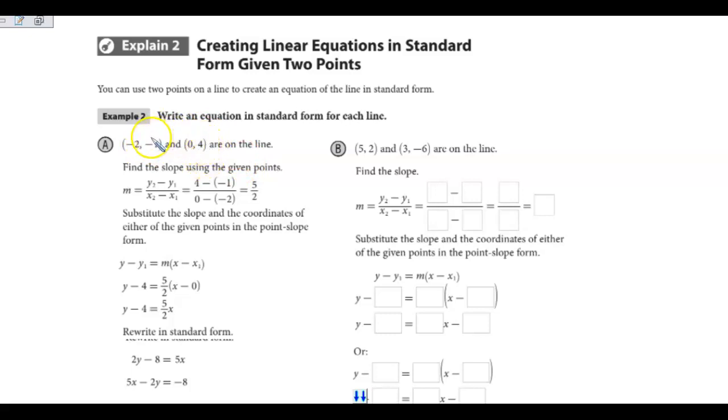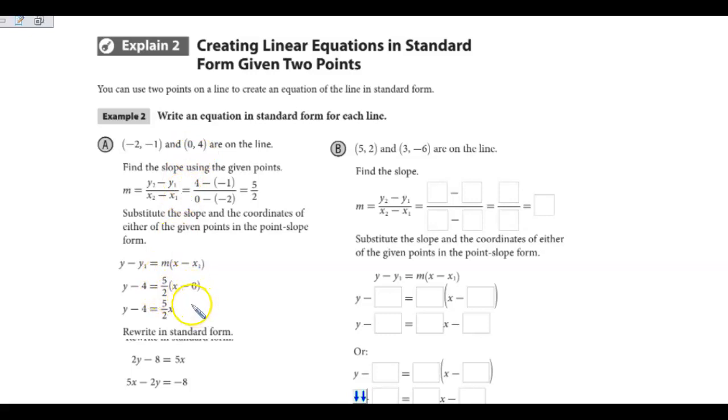So we're going to take 4 minus -1, which is the same as 4 plus 1, that's 5. And then 0 minus -2, which is the same as 0 plus 2, gives us 2. So we know that our slope is 5/2. Now we're going to take one of the ordered pairs, and it looks like they're using the 0, 4 ordered pair to write our first point-slope form. So we're going to take y minus 4 equals our 5/2 times x minus our 0.